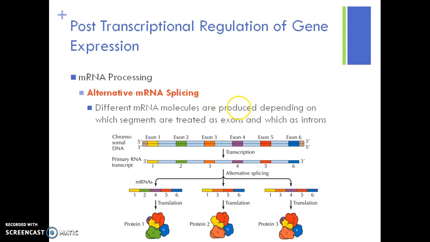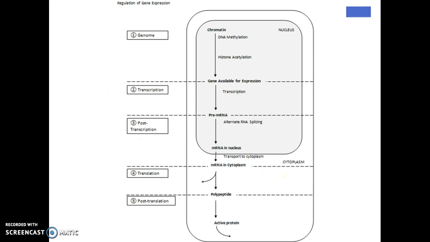But that's because each gene actually codes for up to several different kinds of proteins depending on which pieces we treat as exons and which pieces we treat as introns. And so we want to process that messenger RNA, and that process is going to change the way those genes are expressed in the end. So that's another way we can control gene expression.